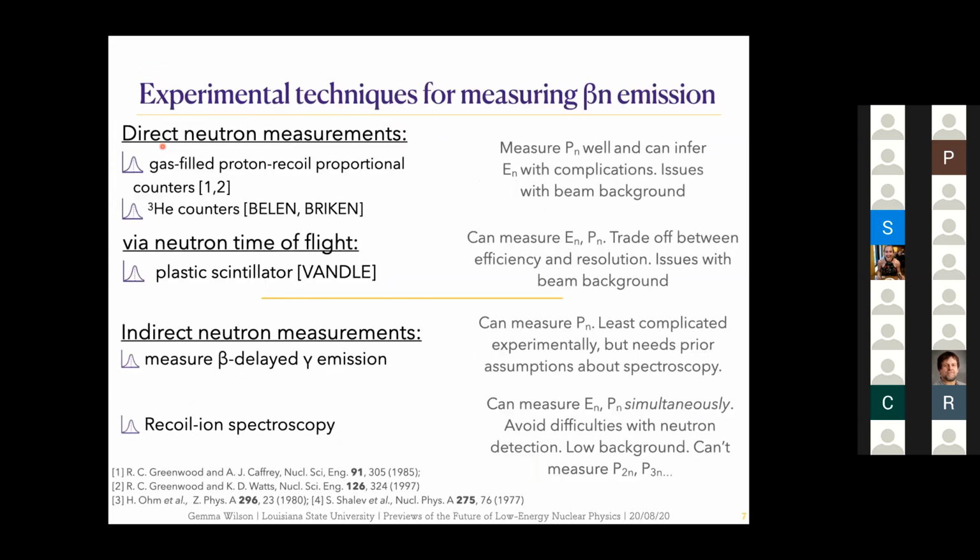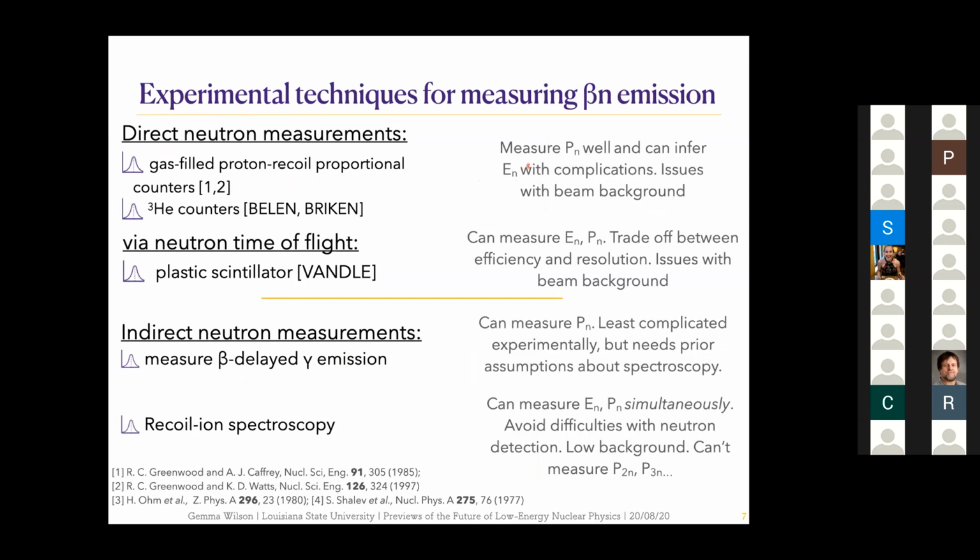So how do we measure it? In general, there are 2 ways of measuring. You either detect the neutron directly or you try to avoid the neutron altogether. For direct neutron measurements, you can use, for example, proton recoil counters and helium-3 counters. These measure the probability of neutron emission really well, which is very important for the r process. And it can infer neutron energy, but it is complicated.